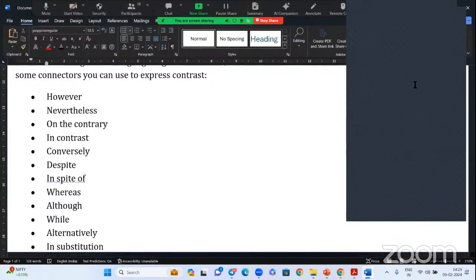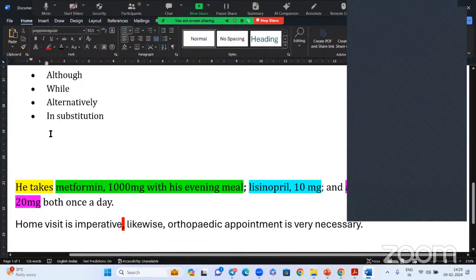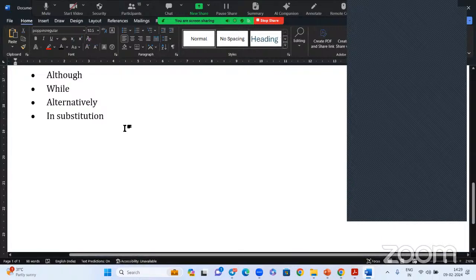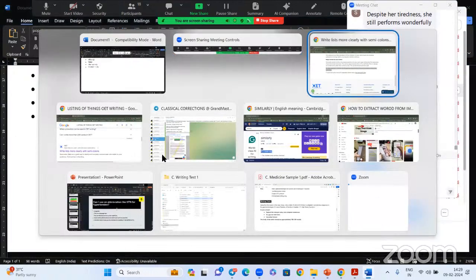Despite her tiredness, she still performs wonderfully. Very good. Despite having a headache, I go for a ride. Despite appearing drowsy, not "she appeared." Then the next one, despite of doing, okay, fine. Right. Next, we can take the next round. Simultaneous, C1, means at the same time. Parallelly. Yes. Next one.